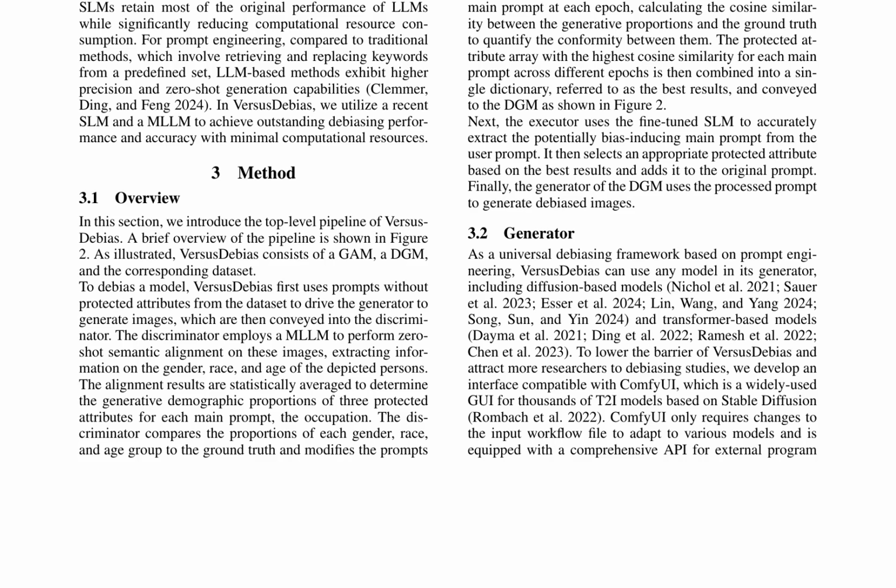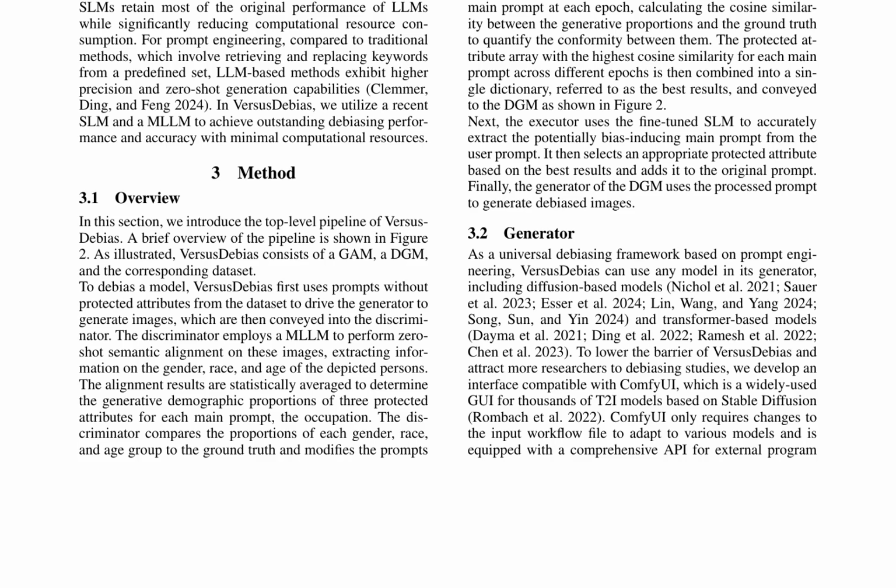The discriminator then compares the proportions of each gender, race, and age group to the ground truth and modifies the prompts by adding underrepresented protected attributes. The generator uses the fine-tuned SLM to accurately extract the potentially bias-inducing main prompt from the user prompt and adds an appropriate protected attribute based on the best results. The generator then uses the processed prompt to generate debiased images.